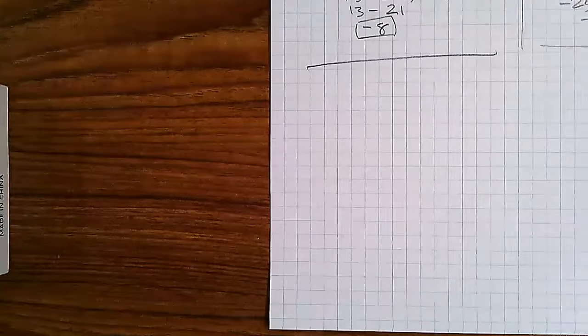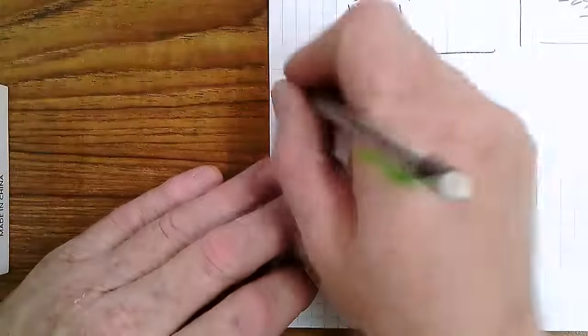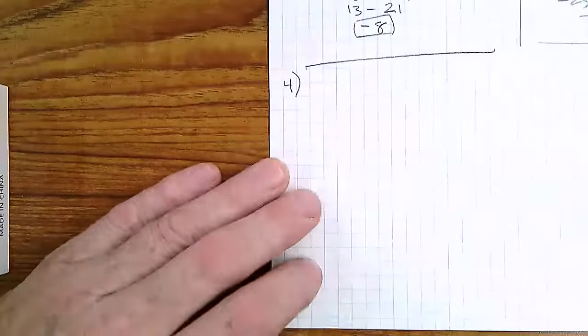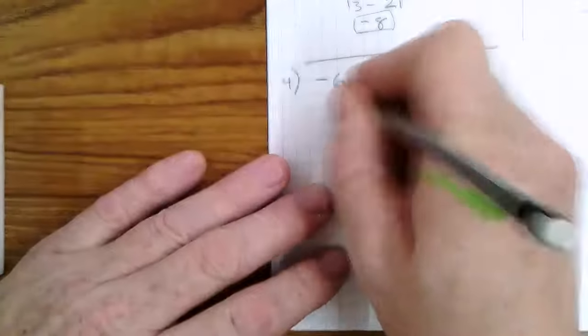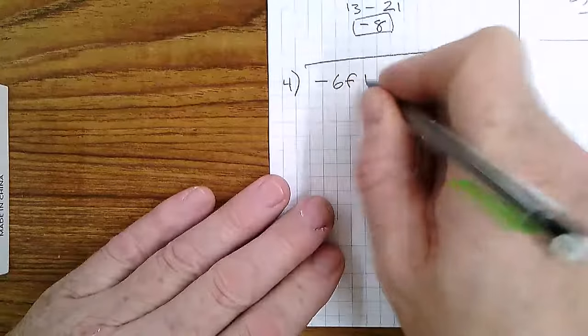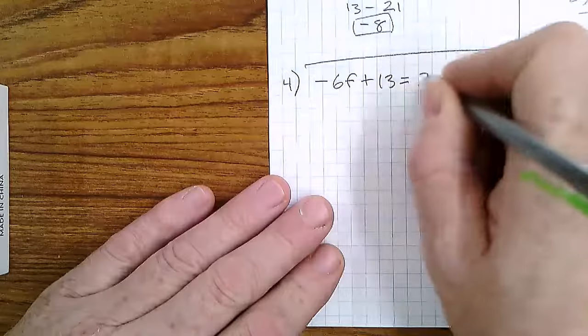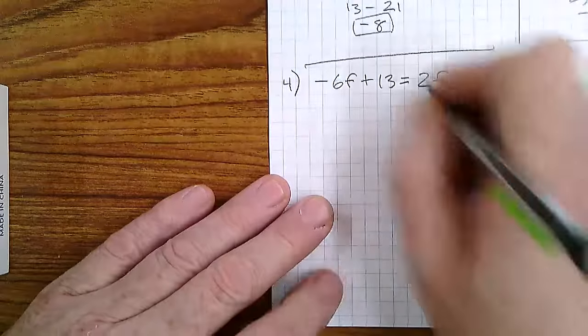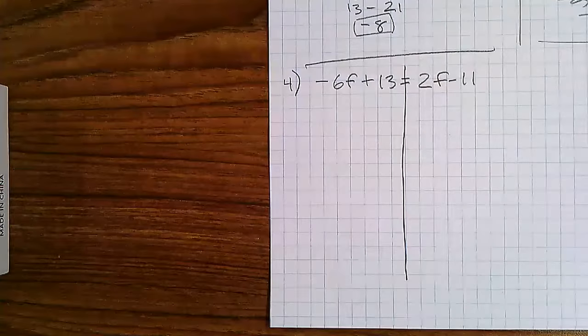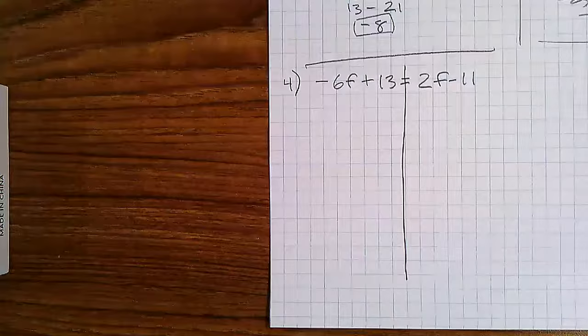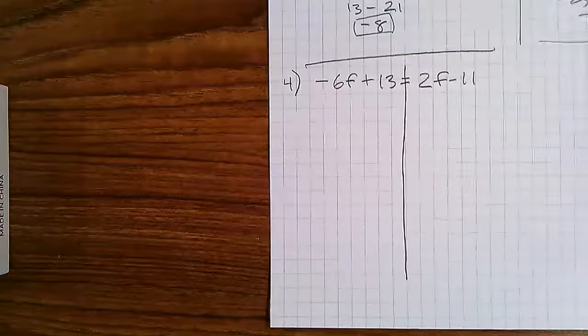All right, so let's do another one. We'll call this one problem 4. All right, we are gonna do -6f plus 13 equals 2f minus 11. So this is a problem where we have variables and constants on both sides. And remember, a constant is a number that's by itself.